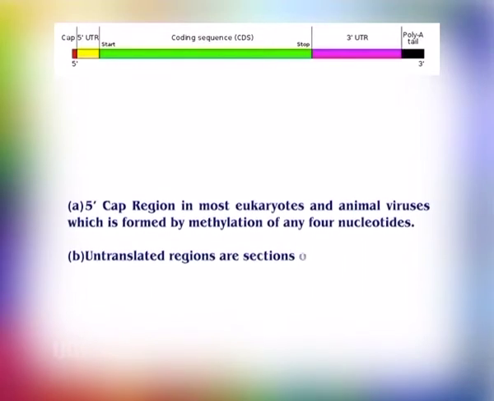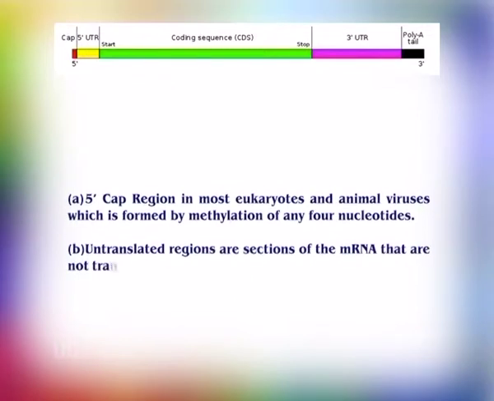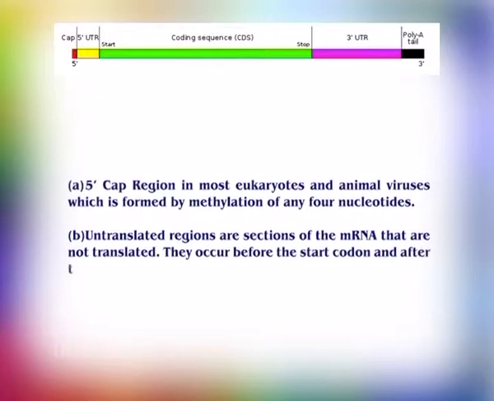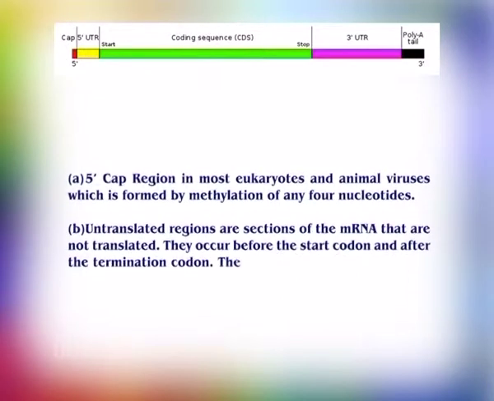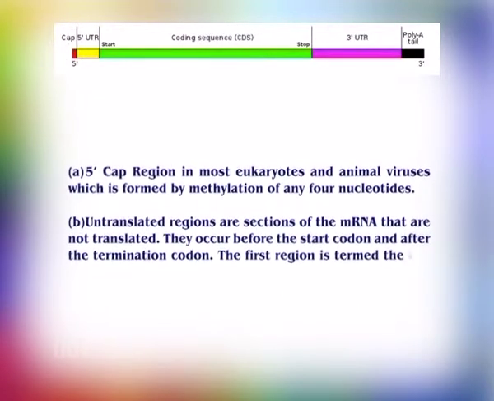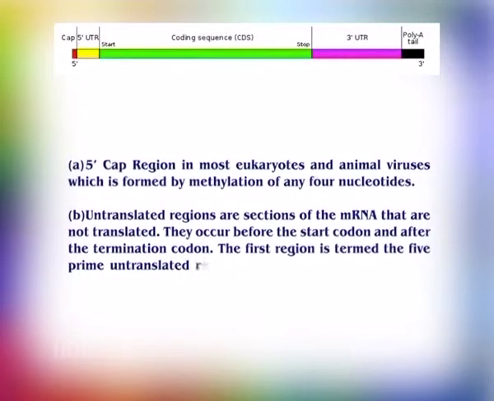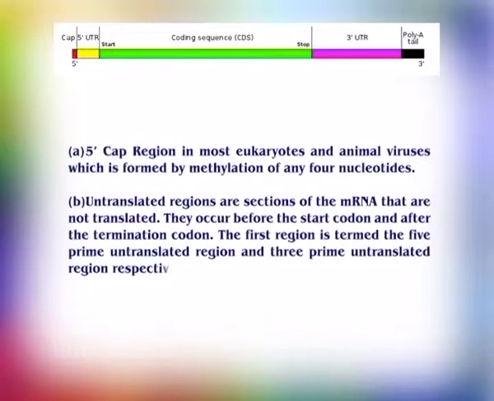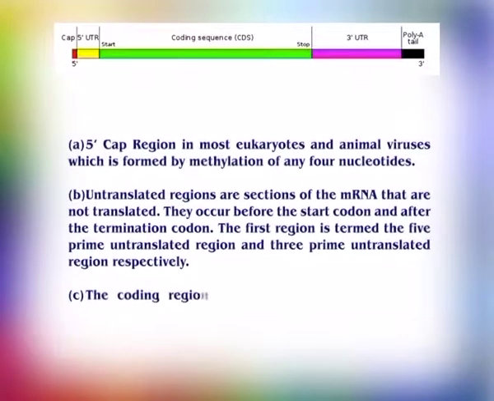B. Untranslated regions are sections of the mRNA that are not translated. They occur before the start codon and after the termination codon. They are termed the 5' untranslated region and the 3' untranslated region respectively.